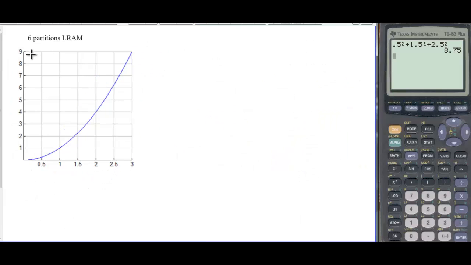Let's do the same thing, except we're going to cut this into 6 partitions, and we're going to do left rectangular approximation method. So here's where the first rectangle touches the curve on the left side, and then the second one is right here. The third rectangle touches the left side right there. Fourth, and then the fifth rectangle, and finally the sixth rectangle is right about there.